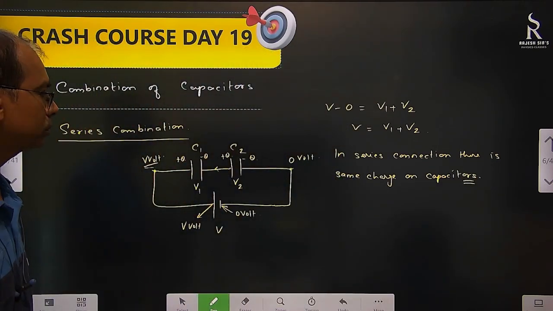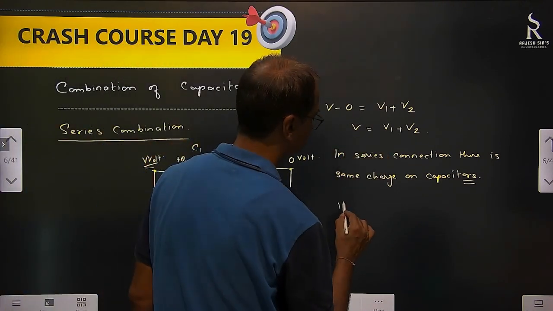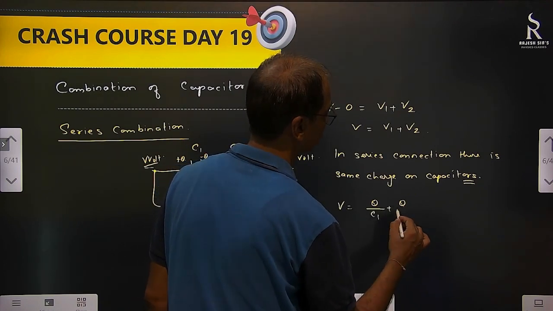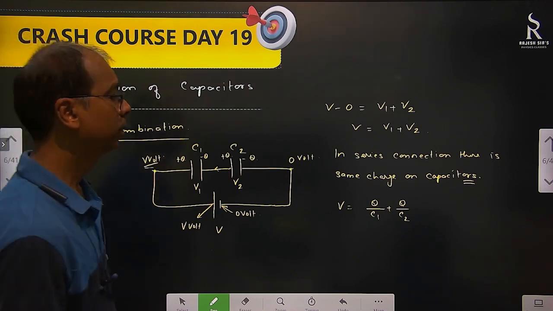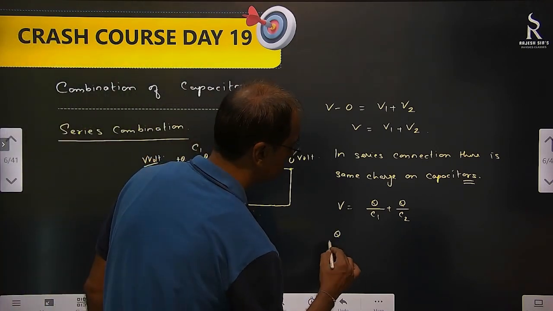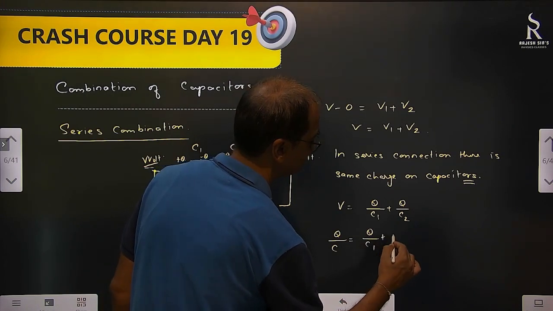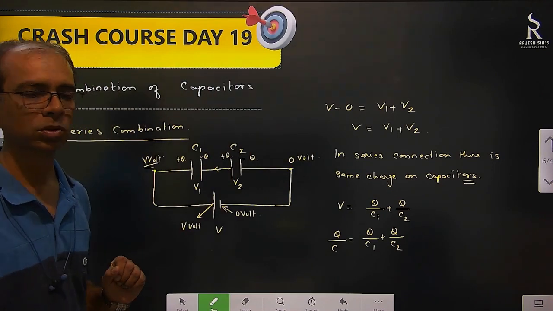Okay. Right. So same charge on capacitor means here what we can do? Here I can write this is Q by C1 and this is Q by C2. And this V we can write as Q by C. What are we trying to do? In place of these two capacitors, we are trying to have one capacitor which can take their place. So its capacitance is C.